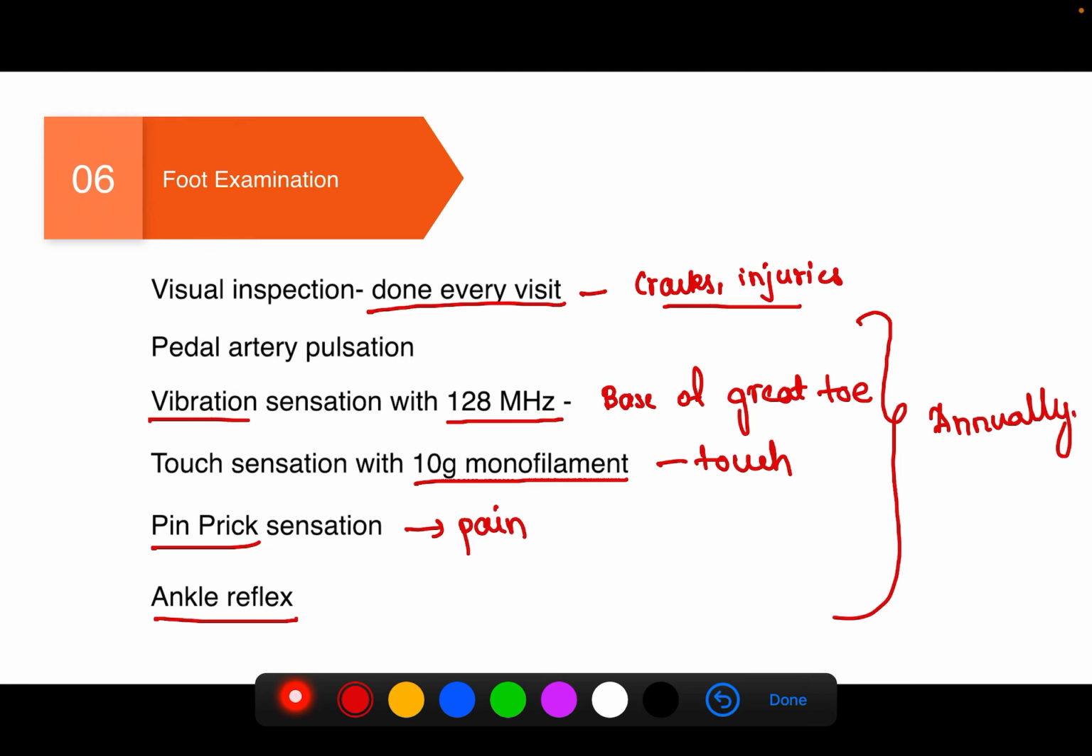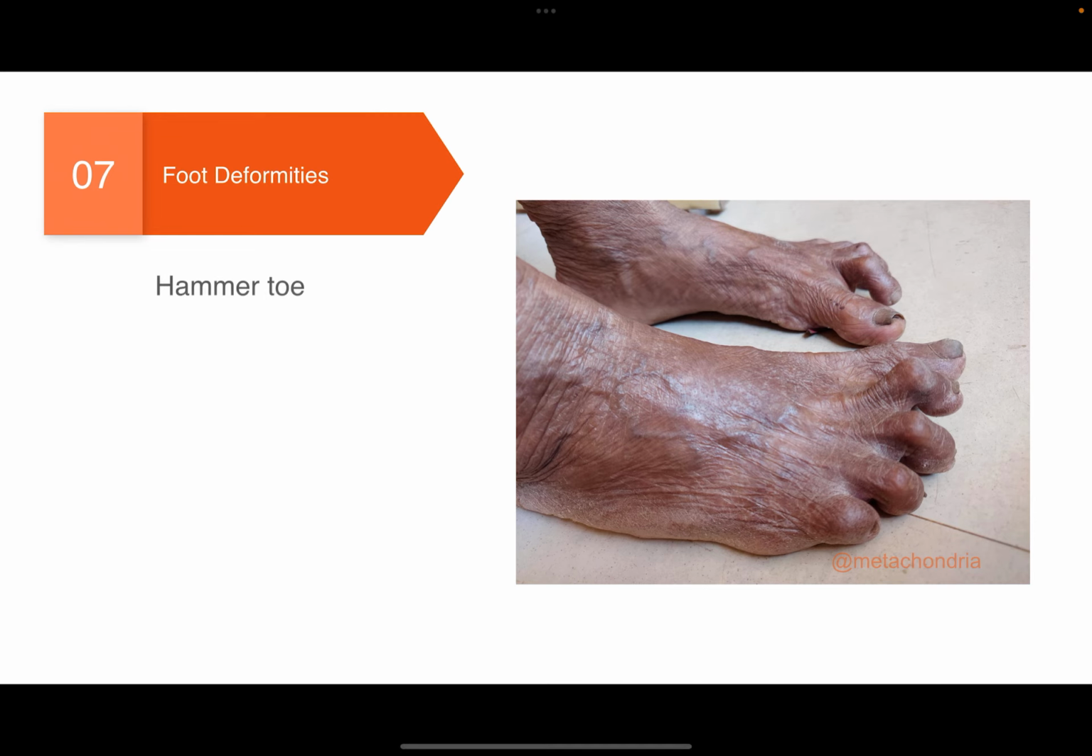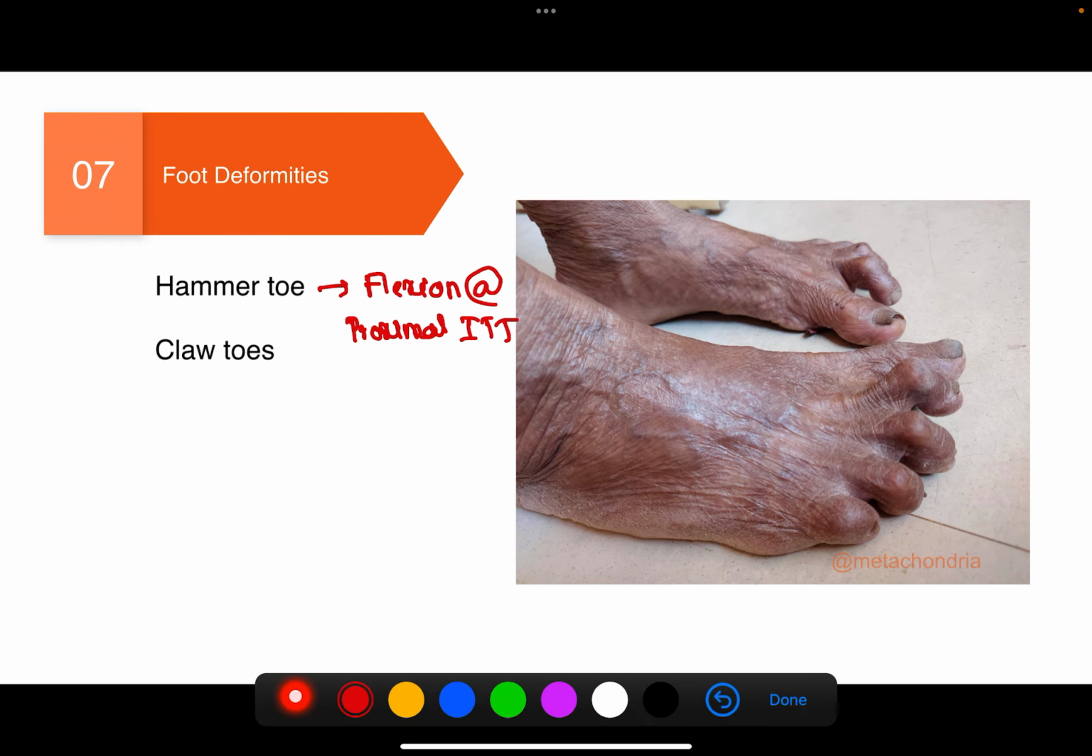Okay, this is about the foot exam. Apart from that, you should also check for foot deformities. The common foot deformity seen in diabetics is hammer toe. Hammer toe is flexion at the proximal interphalangeal joint. Then you should look for claw toes. There is flexion at both the joints, the proximal interphalangeal joint and the distal interphalangeal joint.